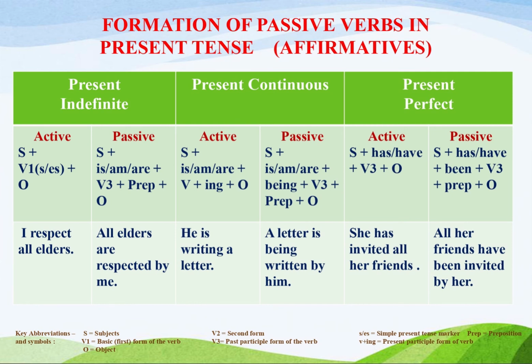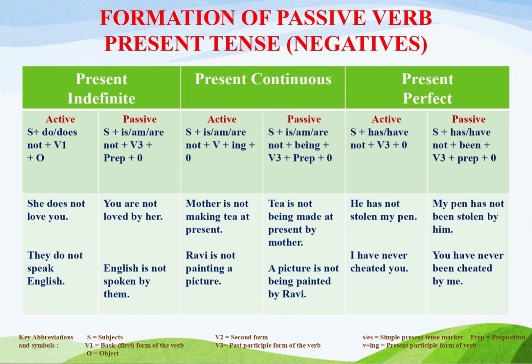Another example, floods have destroyed crops. Crops have been destroyed by floods. Similarly, we will be discussing the negative forms as well as the interrogative forms. The negative form of the present indefinite tense is subject plus do or does, not plus first form of the verb plus object. Usually we put not or negatives just after the helping verbs, which is the be form of the verb. Remember this.